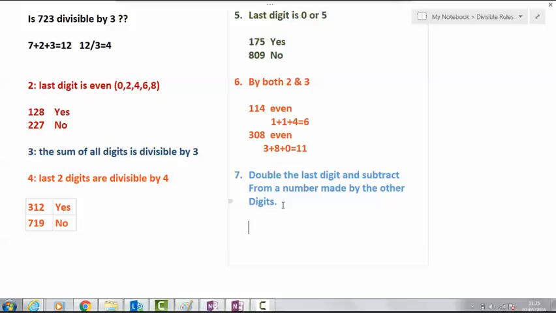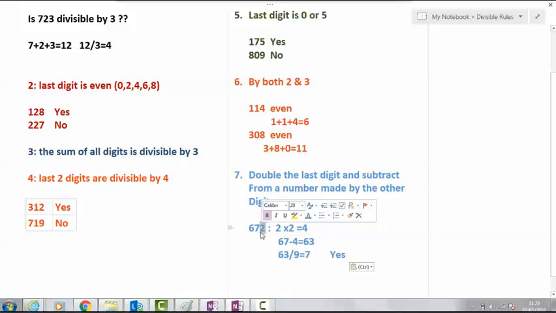Example 1. Is 672 divisible by 7? Let's use the rule. If you double the last digit, which is 2, it becomes 4. And the rest of the number is 67. So 67 minus 4 is 63. And we all know our times tables. 63 divided by 7 is 9. Yes, 672 is divisible by 7.